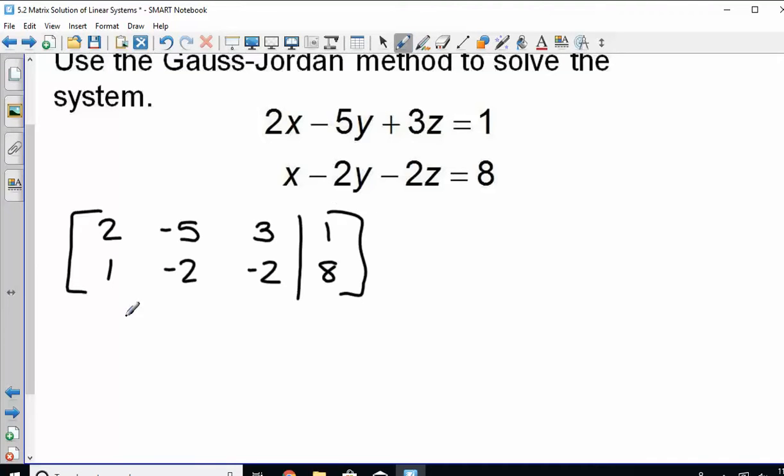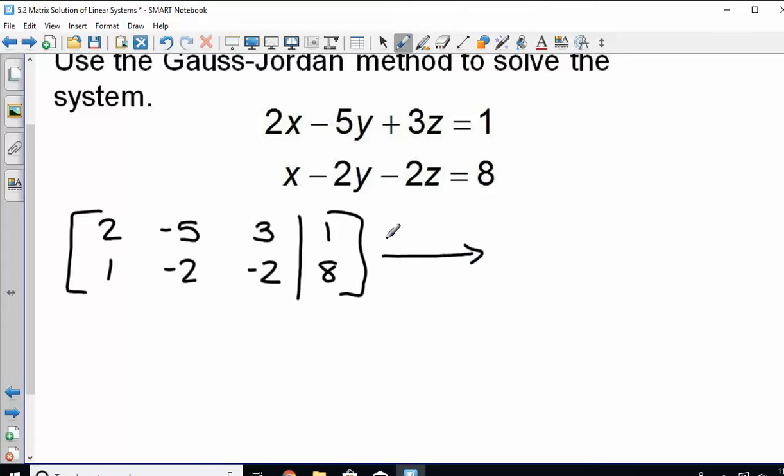Alright, we want a 1 in row 1, column 1. So how can I do that? Row 1 equals row 1 minus 2 row 2. Okay. If we're trying to get a 1, you could just do row 1 minus row 2, or you could flip the 2 rows, since we have a 1 below it. We haven't flipped any rows yet. You want to do that just for practice?